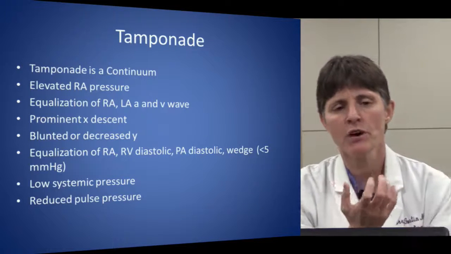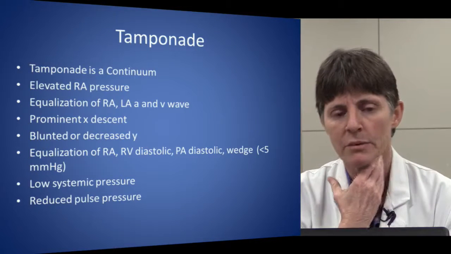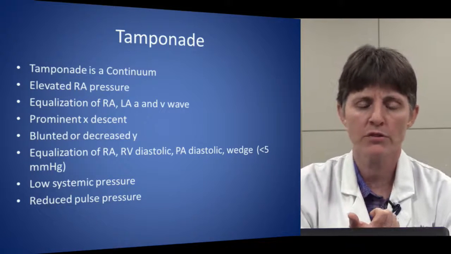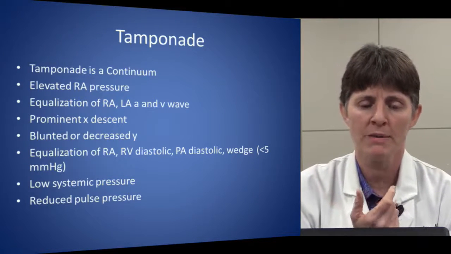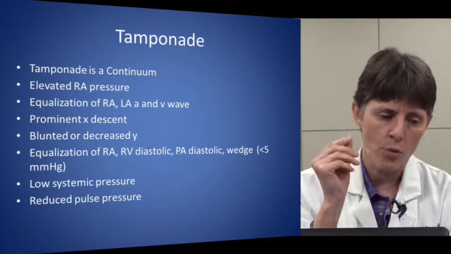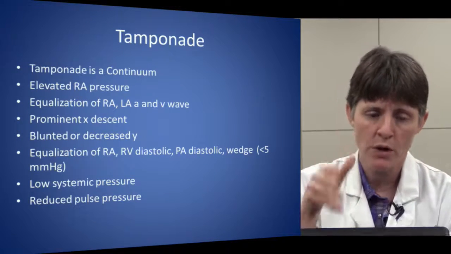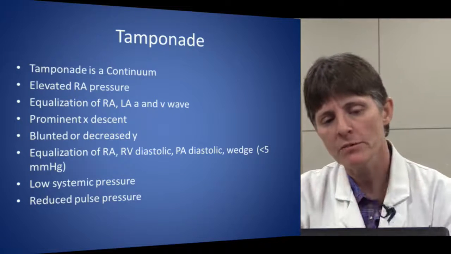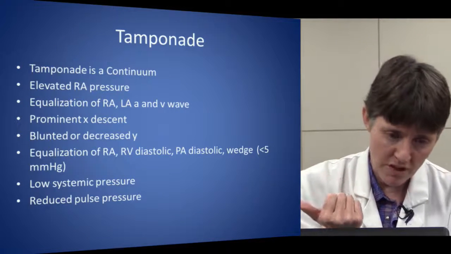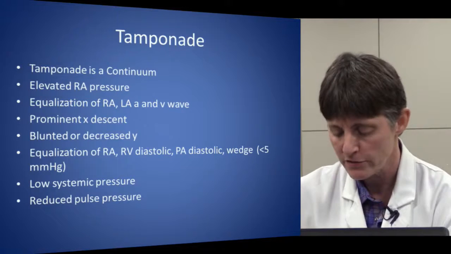Tamponade is the other thing that comes up, and it's a continuum. Again, we're obviously not always swanning someone to figure this out. So you're going to think about if somebody has a very elevated LA pressure and RA pressure, they're wedged, they're all the same. They often have a prominent X descent and there's no Y descent. So when there's systole, there's nowhere for blood to go. So there's no change in pressure. But if you find someone that there's equalization of pressures, you've got to think it. Their systemic pressure is probably low, their pulse pressure is low, their pulse is going to be fast.